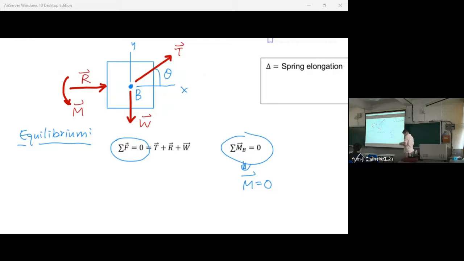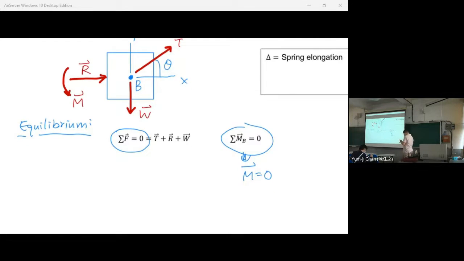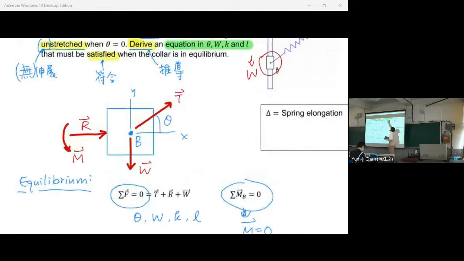Now, here we have T, we have R, and we have W. What does the question ask for? The question asks for the relationship between theta, W, K, and L, right? So the equation has to contain theta, W, K, and L.